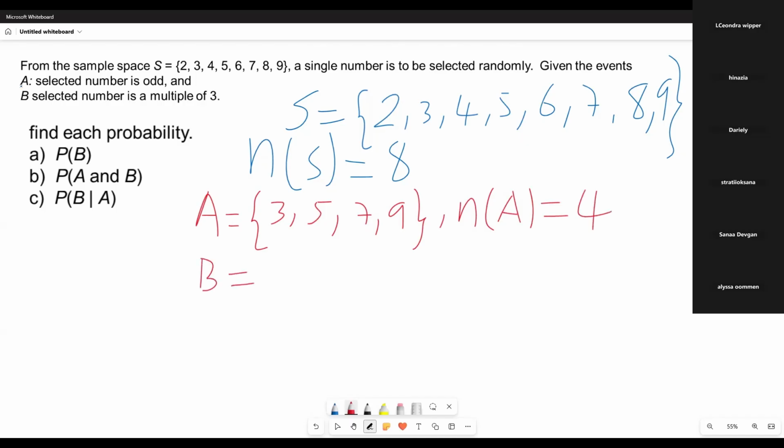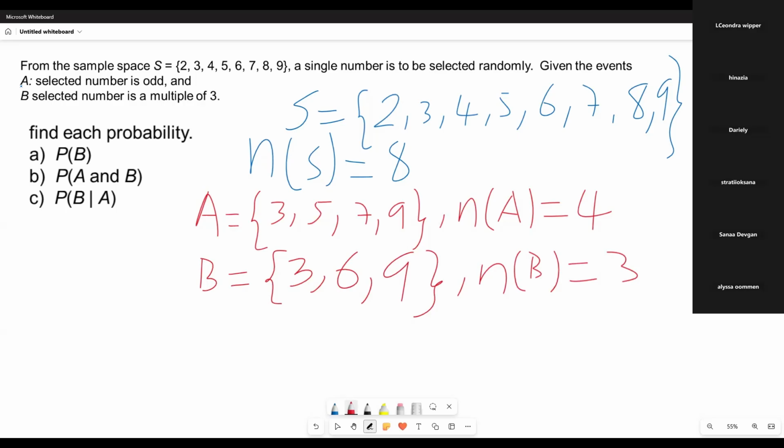Event B: the selected number is a multiple of 3. From the sample space, what are the numbers that are multiples of 3? You got 3. 3 is a multiple of 3 because 3 can divide by 3 evenly. 6 is a multiple of 3, and 9 is also. So N of B equals 3.